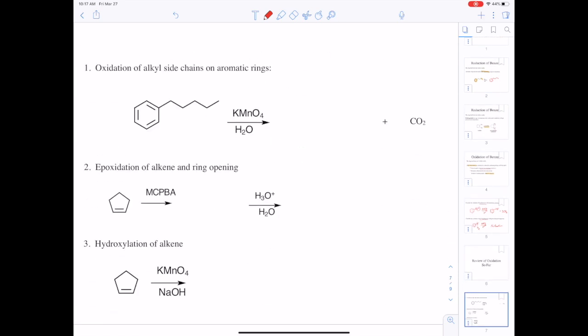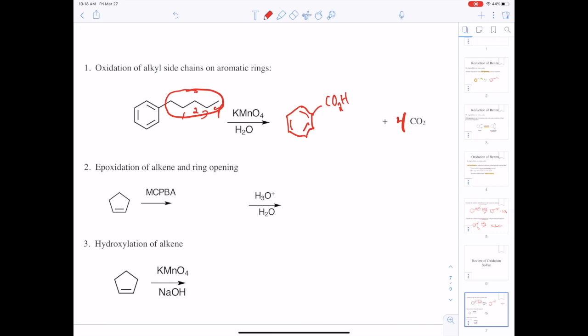So let's take a look at some oxidation reactions we've looked at so far this semester. Here's our benzene. If we oxidize this chain, the benzene ring remains, but we oxidize the first carbon to a carboxylic acid. And we have 1, 2, 3, 4 remaining carbons on that chain to become carbon dioxide.